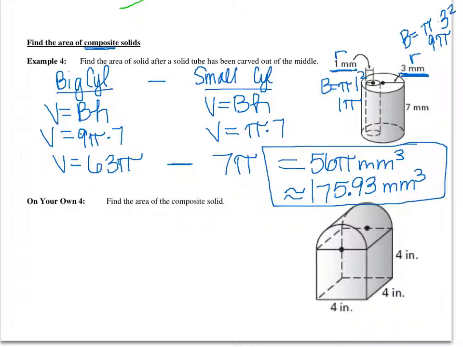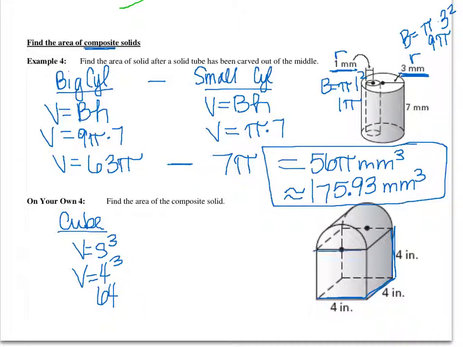Okay, it says find the area of the composite solid. So on the bottom we've got a cube, because we know it's 4 here and 4 here and 4 here. So for that we know volume equals side length cubed. So volume equals 4 to the third power. 4 to the third power is 64.